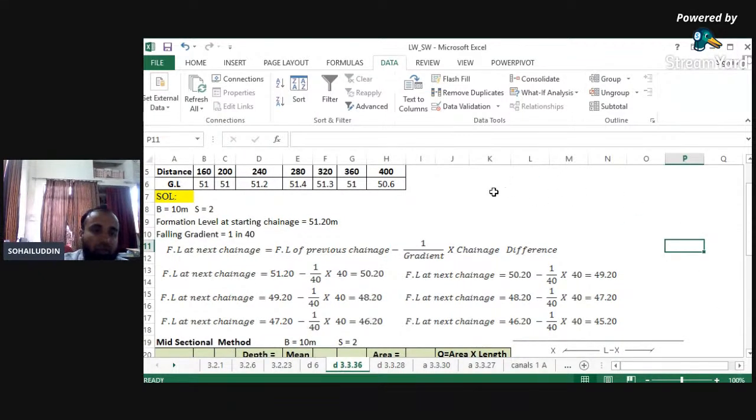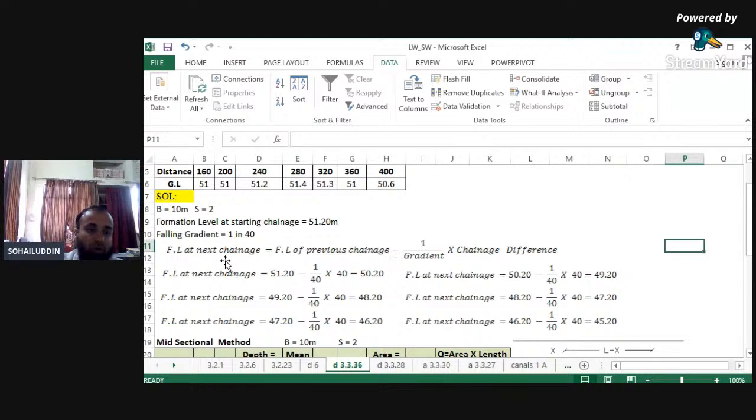Again the given data is width of 10 meters, slope for both cases is 2, and the formation level at the starting chainage is 51.20. Falling gradient is 1 in 40. Okay, there is a falling gradient. In some problems there may be a rising gradient, in some problems there may be a falling gradient. But in this case there is a falling gradient, that means the formula used has a minus sign. When there is a rising gradient, then with the help of this formula we will use the positive sign.